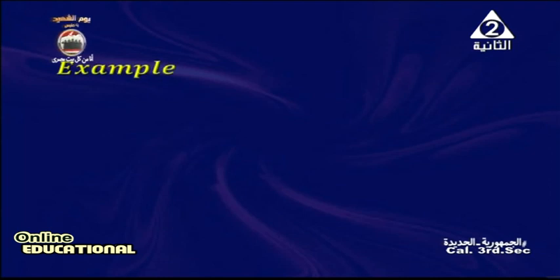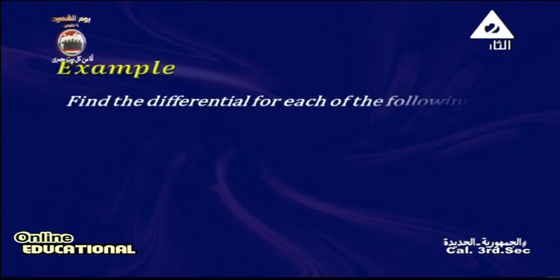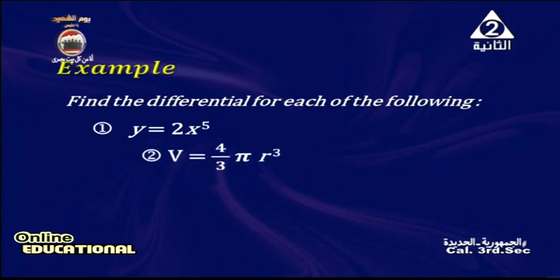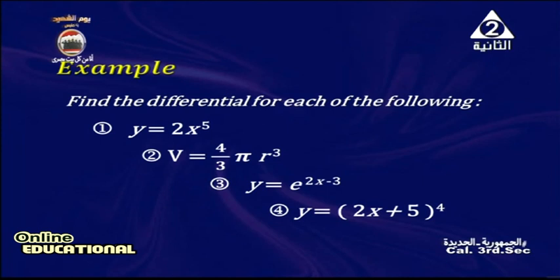Let's start with the first example. Find the differential for each of the following. Number 1, y equals 2x to the power 5. Number 2, v equals 4 over 3 pi r to the power 3. Number 3, y equals e to the power 2x minus 3. And number 4, y equals between two brackets 2x plus 5 all to the power 4.